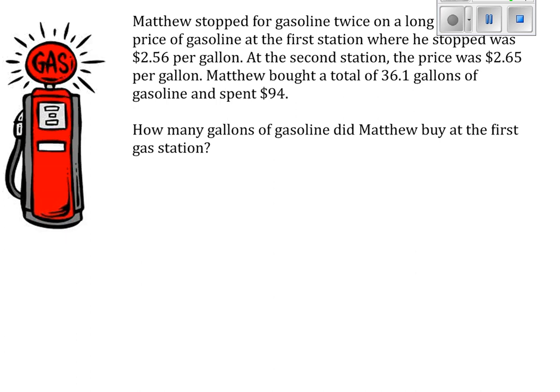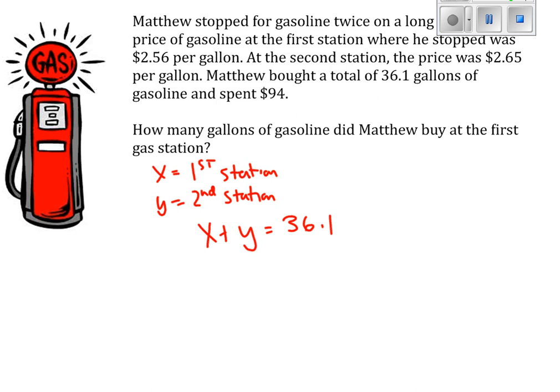So now, we let x be the first station, how much gas he bought there. We'll let y be the second station. So together, he bought a total of 36.1 gallons. And then he spent $2.56 at the first, be really nice if gas was that cheap, and then $2.65 at the second. And together, he spent $94.